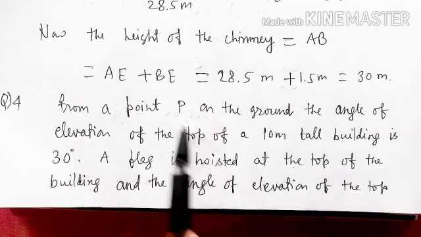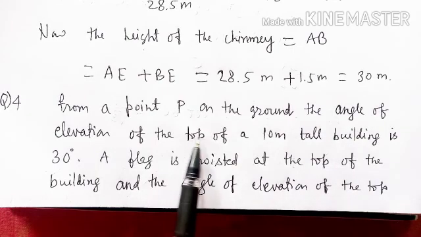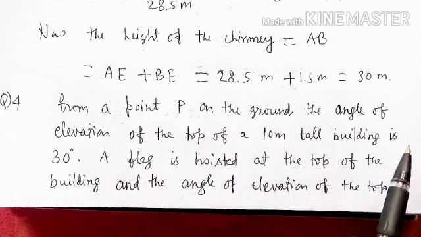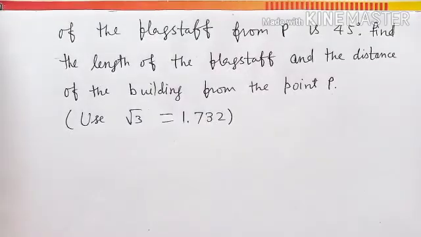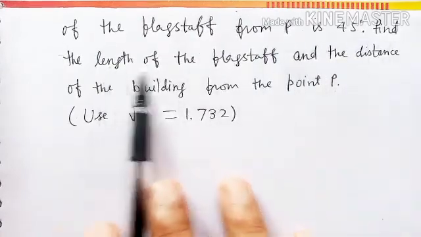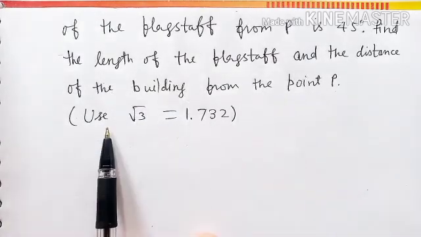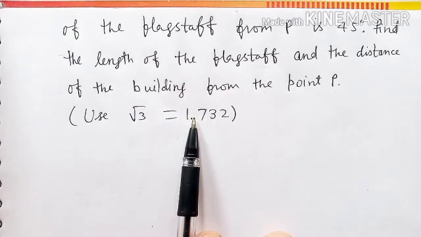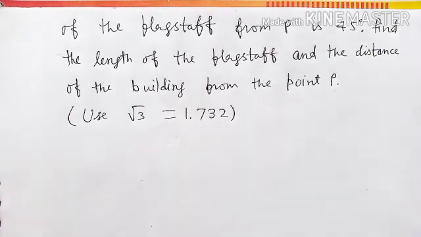So next question is, from a point P on the ground, the angle of elevation of the top of a 10 meter tall building is 30 degree. A flag is hoisted at the top of the building and the angle of elevation of the top of the flag staff from P is 45 degree. Find the length of the flag staff and the distance of the building from the point P. Use root 3 is equal to 1.732. So firstly, let us draw the diagram.